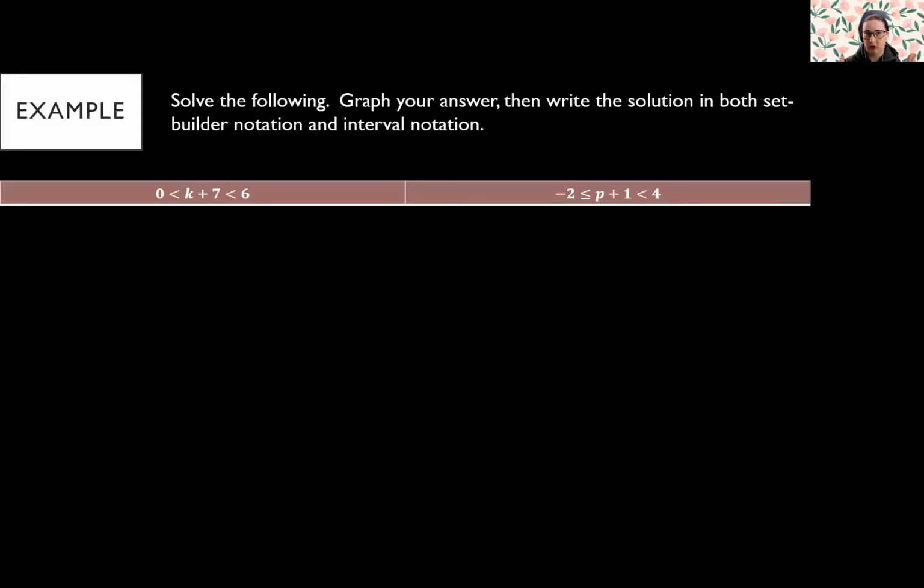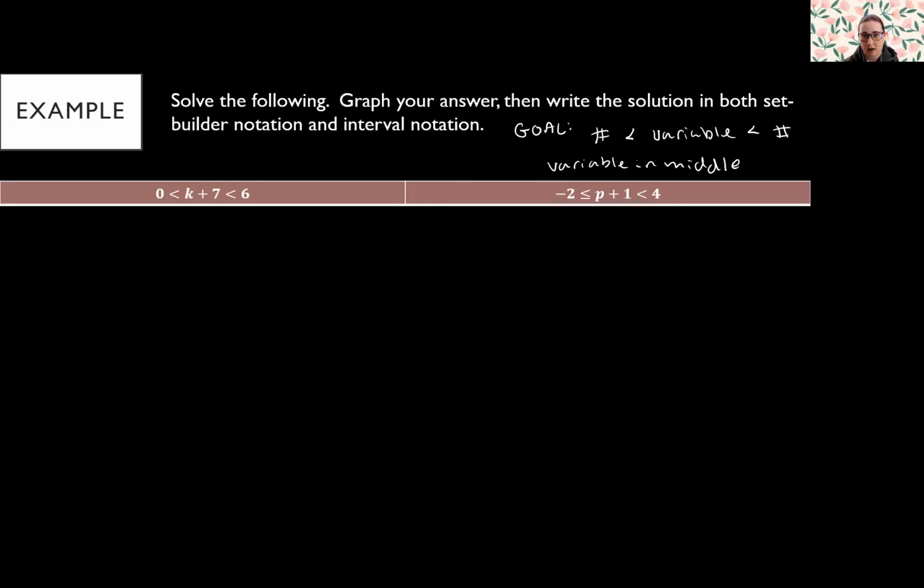So on the left, we're going to start, we have 0 is less than k plus 7, which is less than 6. Now, when you're solving these inequalities, your goal is you always want to have your variable in the middle when it's a compound inequality. So our goal is to have some number, and then your symbol, and then your variable, and then your symbol, and then a number. So your variable needs to be in the middle, and you want it by itself in the middle. So instead of putting it on the left or putting it on the right, we want it in the middle. So we have k plus 7 in the middle.